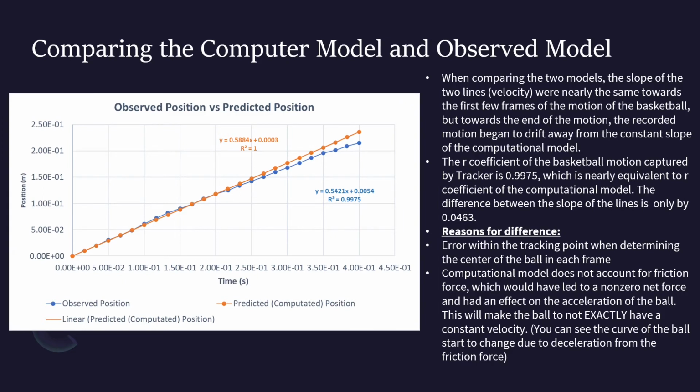The two reasons why there was a difference between the two data plots is because there may have been some imprecision when determining the center of the ball in each frame when using the tracker application. In addition, the computational model does not take into account friction force, which would have led to a non-zero net force.